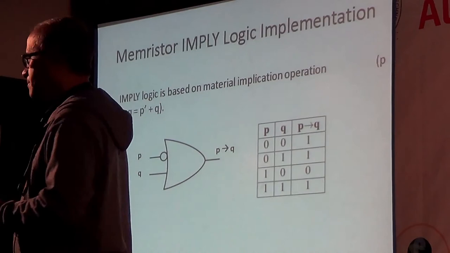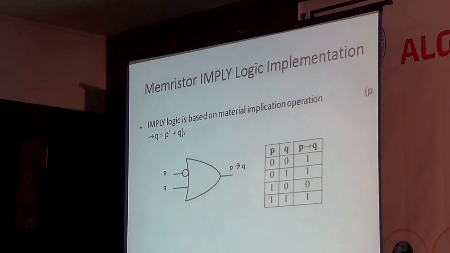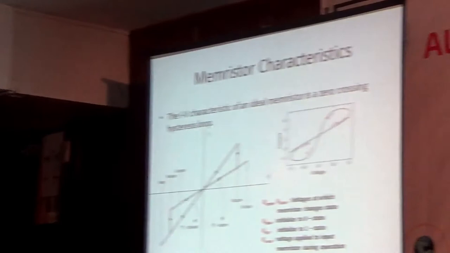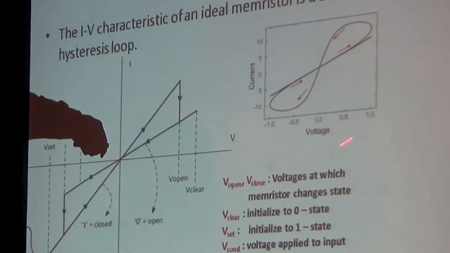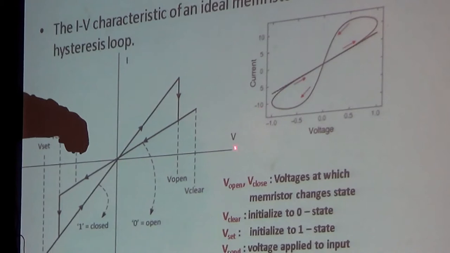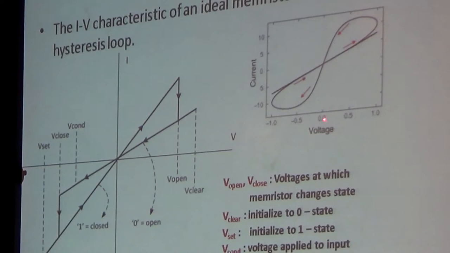But before that, let us look at the current voltage characteristics of a memristor, which again is very interesting. This is the real current voltage characteristics of a memristor, which exhibits some kind of a hysteresis loop. This is called a pinched hysteresis curve, where this point is at zero voltage. And this you can simplify by using segments of straight lines like this. For our convenience, we show it like this.